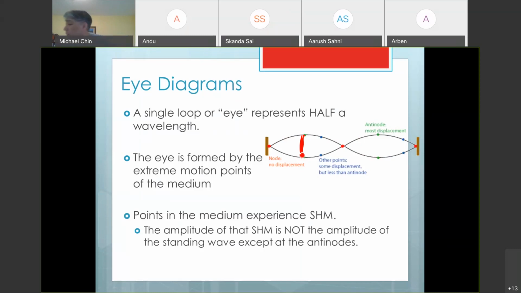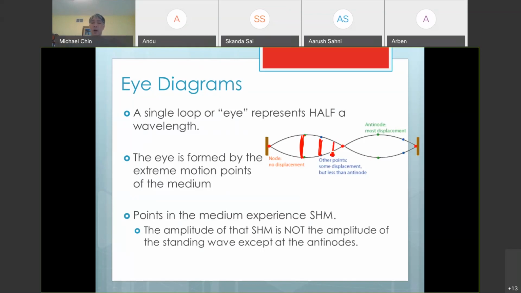Okay, this blue point here is also undergoing simple harmonic motion. It has a different amplitude, however. The amplitude of that blue point is less than the amplitude of the green point. If the green point is at the antinode, it's got the greatest amplitude. That blue point, a little smaller. If I had another point, this point would be even smaller.